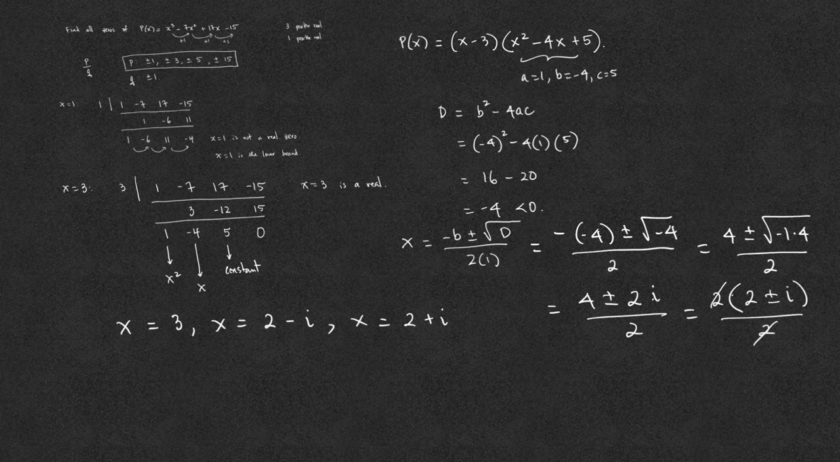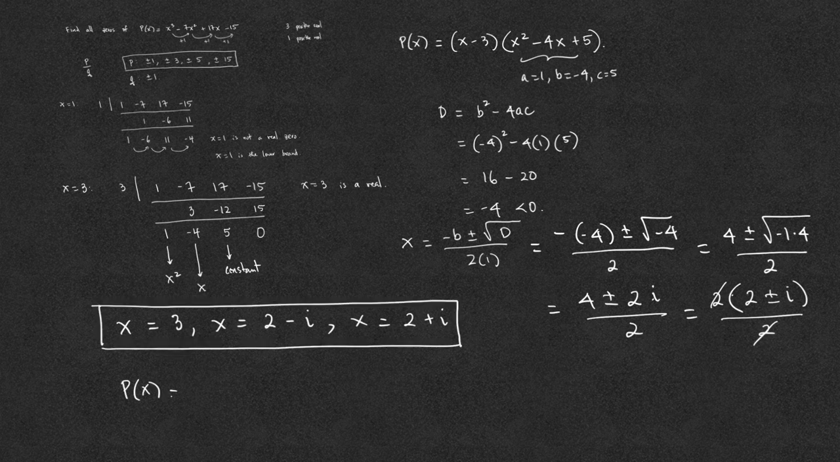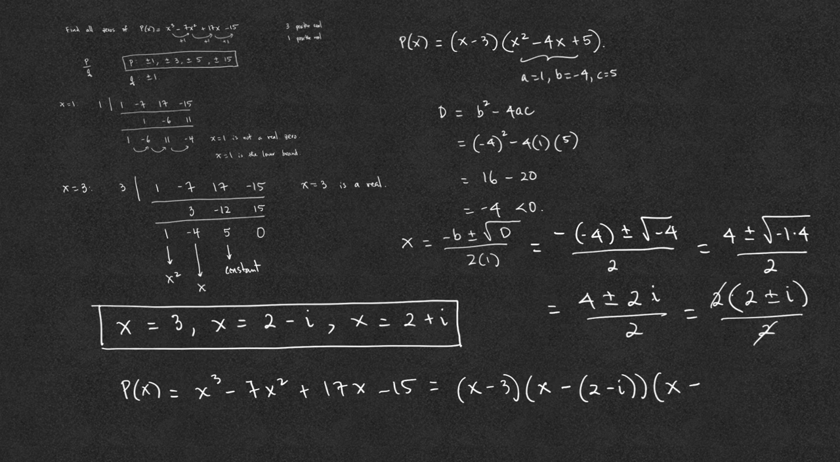If we want to write the polynomial p of x in factored form using complex numbers, then we can factor this as x minus 3 times x minus 2 minus i times x minus 2 plus i. Don't forget that we have each linear factor as x minus the zero, x minus the zero, x minus the zero.